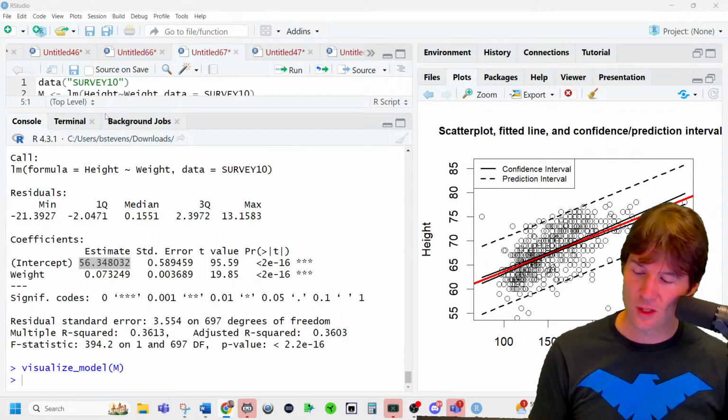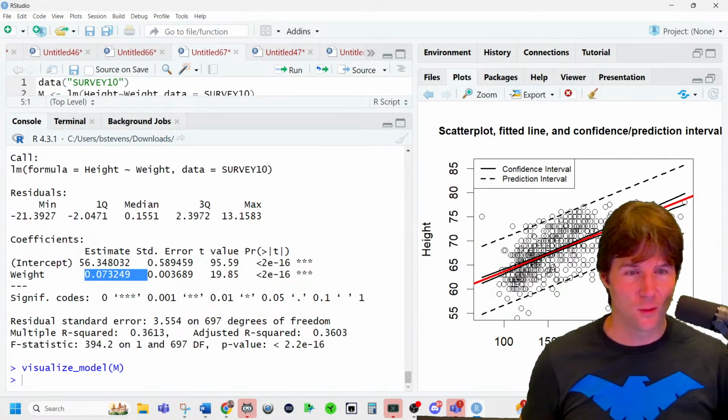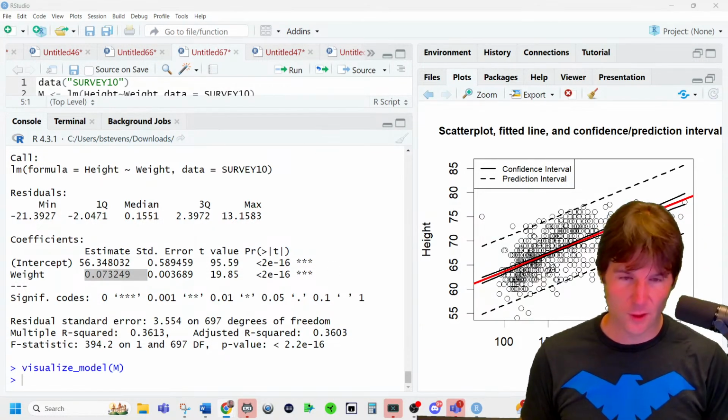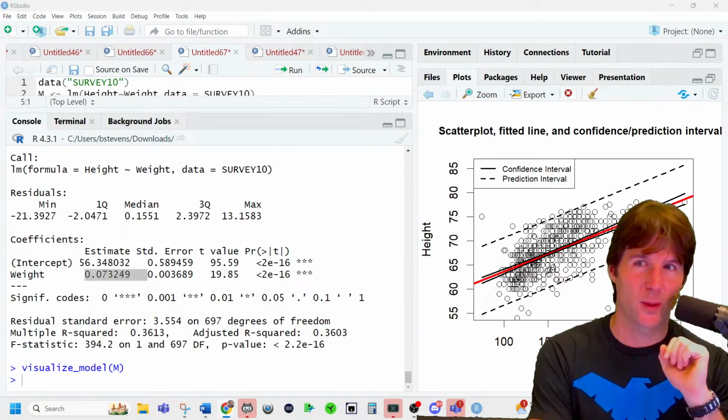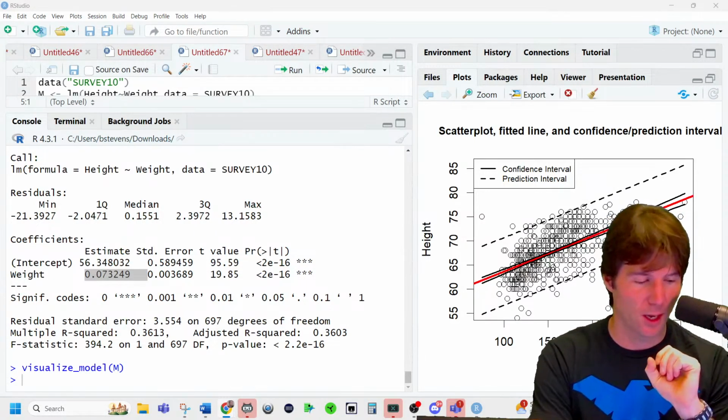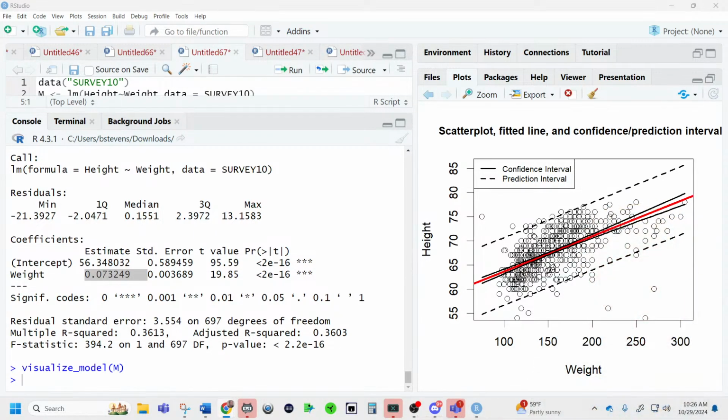Last but not least, we have the slope. And how do we interpret the slope? The slope is, for each 1 unit increase in x, we expect y to increase by or decrease by b1 on average. This is increased because it is a positive slope. So what I want you to do is try to interpret the slope right now.